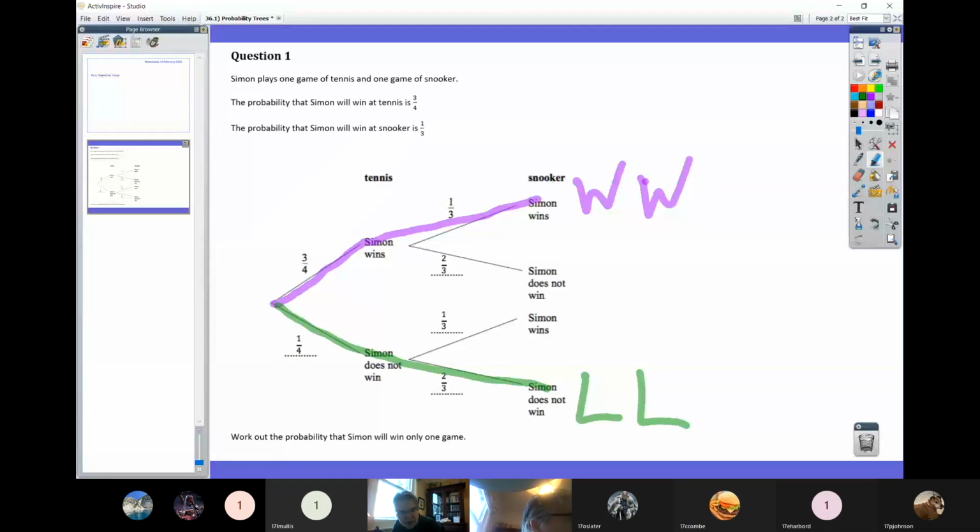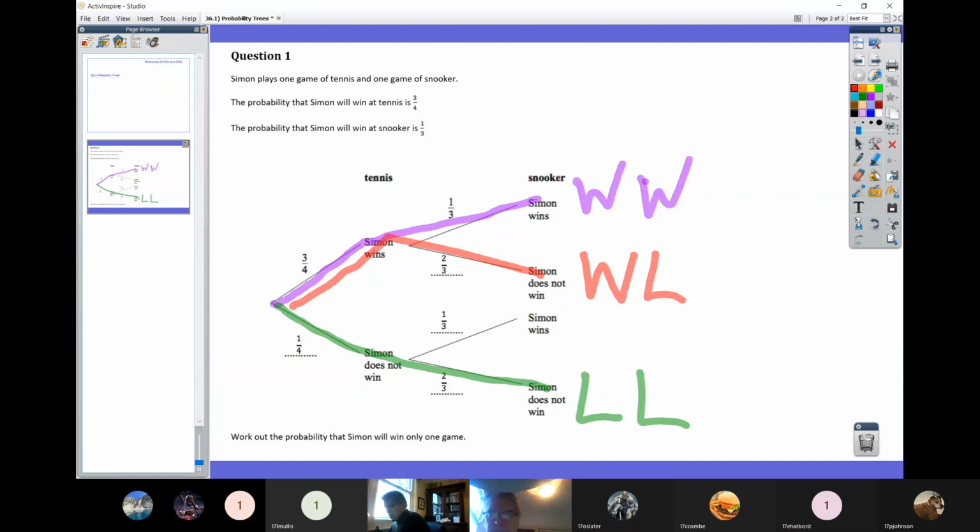This question is asking for the probability that Simon will win exactly one game, so only one game. Now, how can he win exactly one game? He either wins and then he loses, that one in red, that's one way of winning exactly one game.